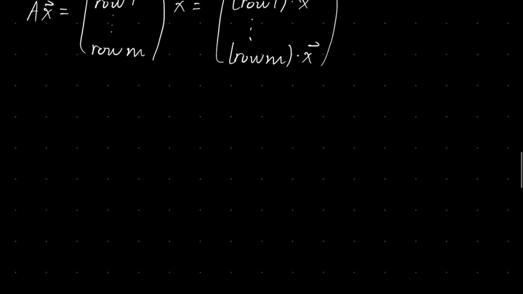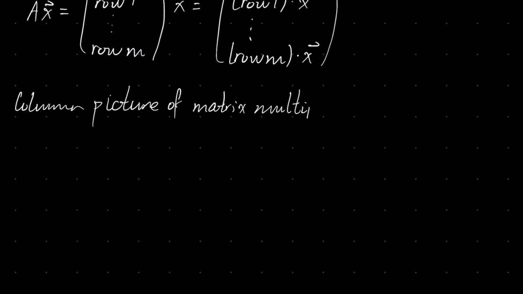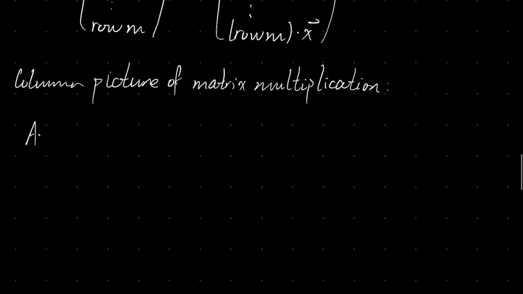Now let's look at multiplication by columns. So the column picture of matrix multiplication. The column picture tells us that we can treat a matrix times a vector as a linear combination of the matrix columns. What we can write is Ax is equal to x1 times column 1, all the way to, let's say there are n columns, xn times column n, so a linear combination of the columns.